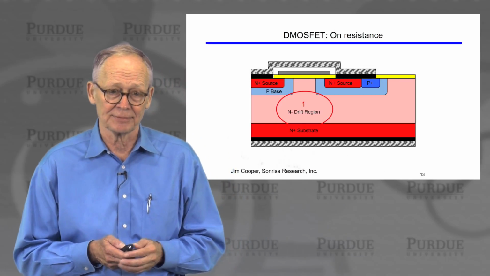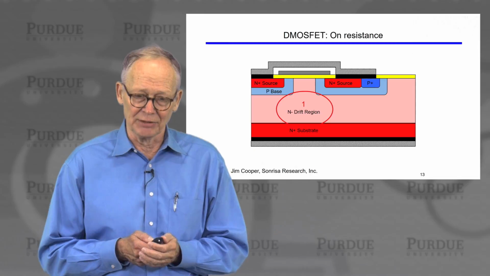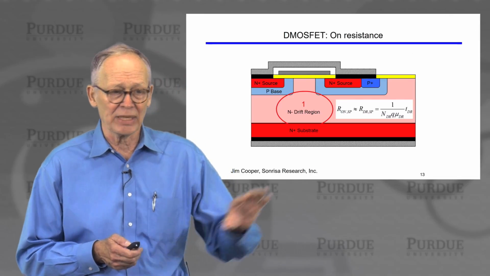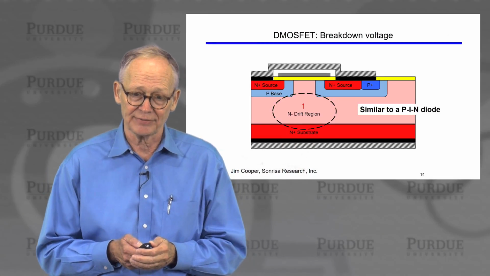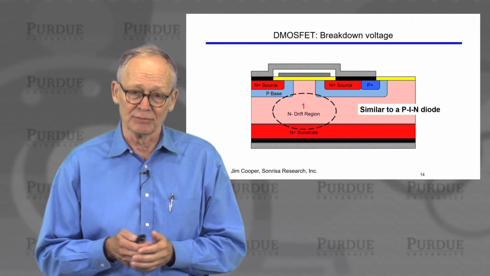So, very simple expression, and this is the component that will dominate the on resistance in a high voltage device. Okay, so we've talked about on resistance, and we have a simple expression for the dominant component in a high voltage MOSFET. Let's talk about breakdown voltage.